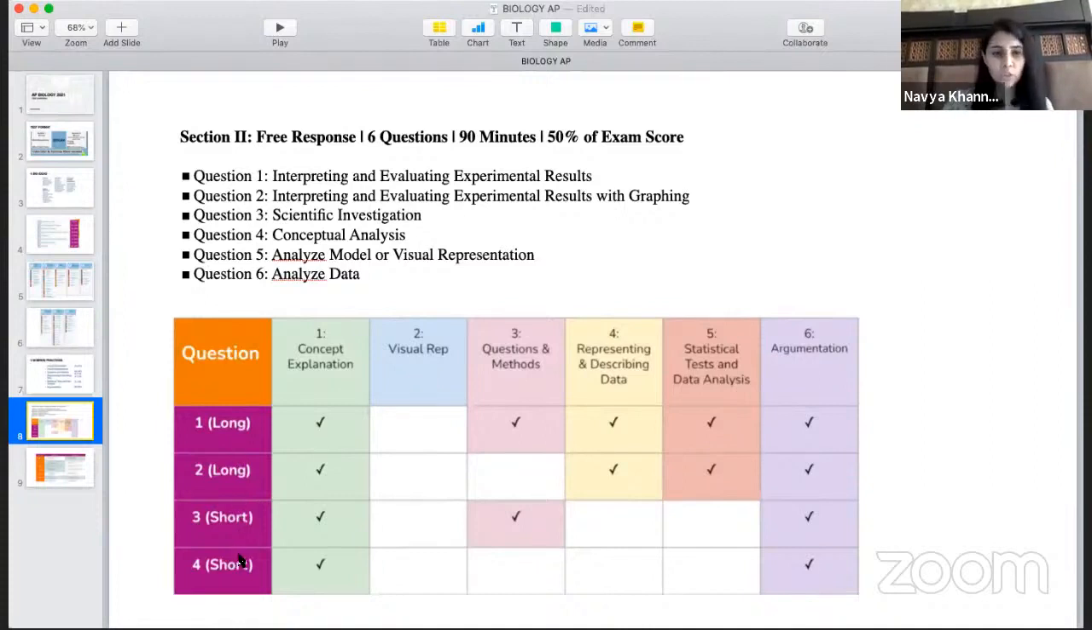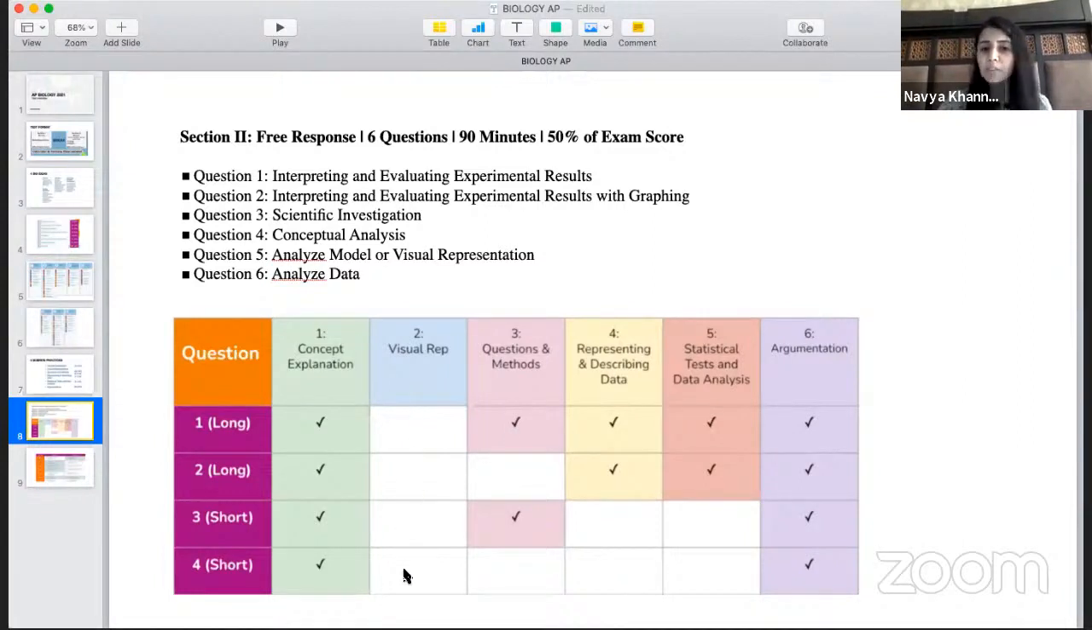Now, like you see, I've just given you too long and too short, just an example of that. So say for mostly a long question will talk about concept explanation. All questions will talk about concept application and argumentation, right? So those are 2 things that you will have to kind of interpret and write about. Some will talk about questions and methods, right?